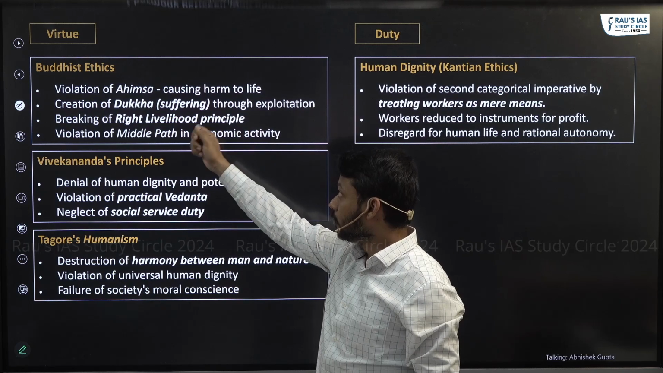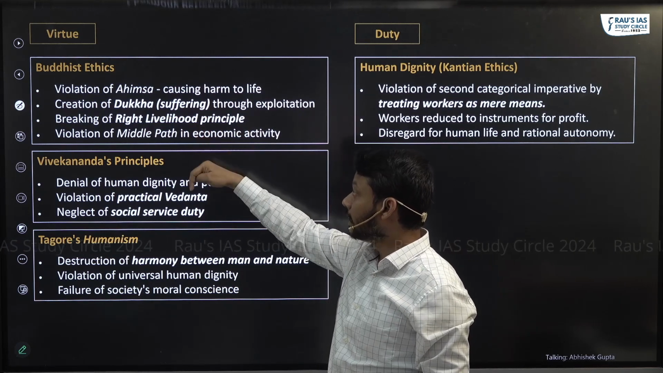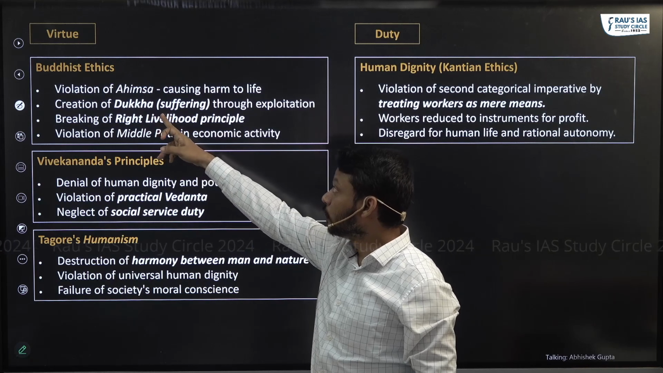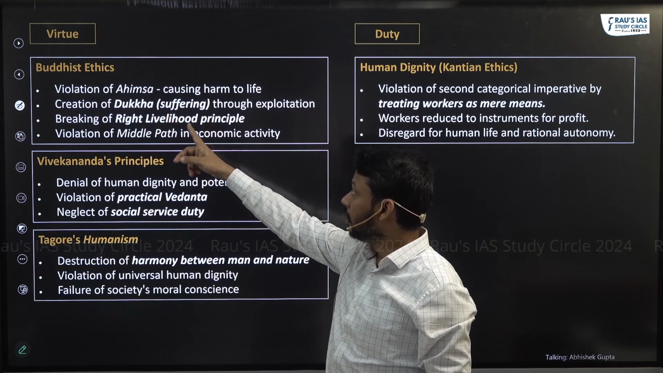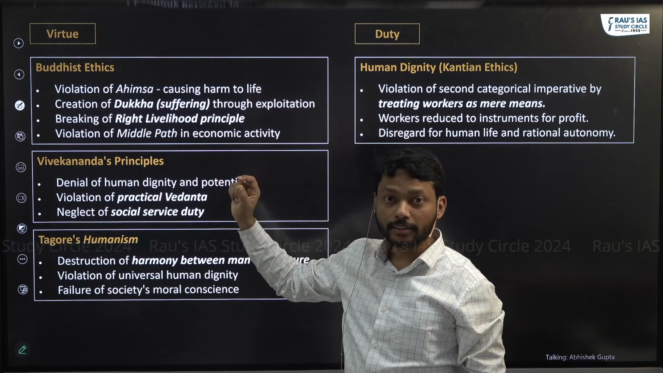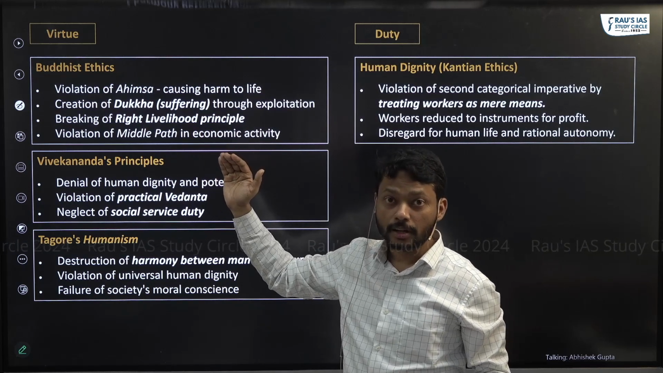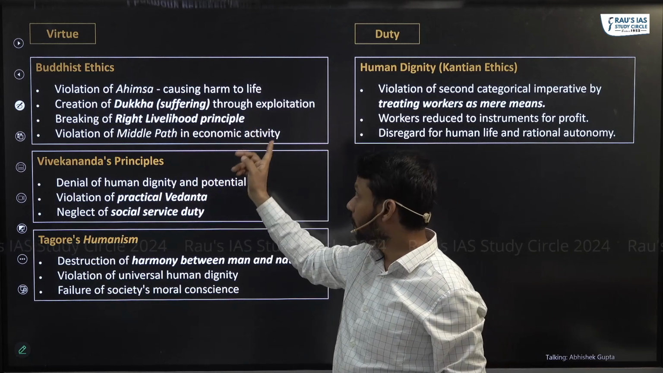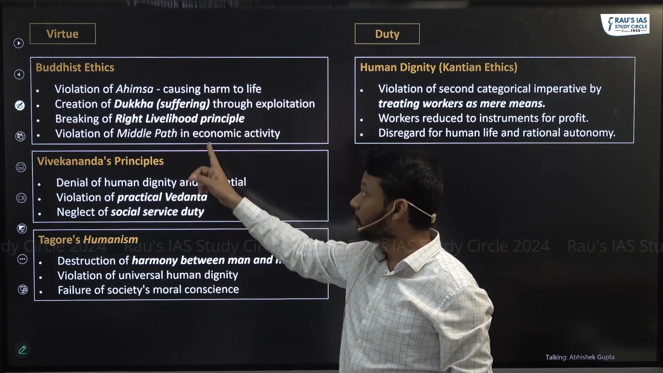violation of ahimsa, non-violence, which is the fundamental tenet of Buddhist philosophy, reducing dukkha or suffering in the eightfold path, which you have to memorize because it can be used in 8 different contexts. One of the paths in the eightfold path is right livelihood.